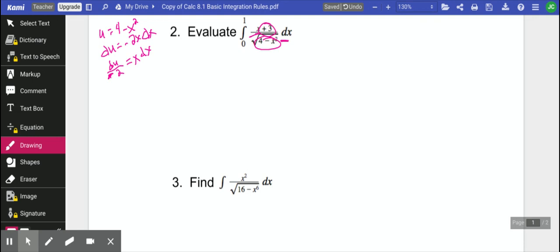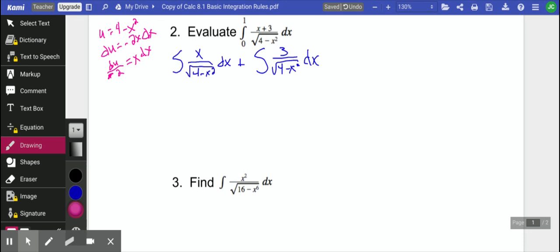The problem is that plus 3. That's kind of in the way. So what we'll do, we can deal with this, is we're going to split this up, kind of like we did the last problem. Instead of x plus 3, we'll put x over that thing plus, and then we'll do 3 over that thing. So you're allowed to split up the numerator like that, no problem. And then you'll see this u substitution is going to work great in that first part.